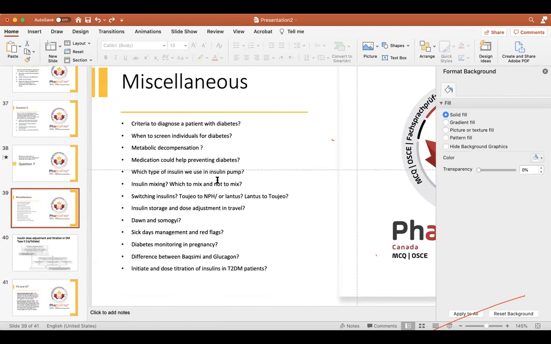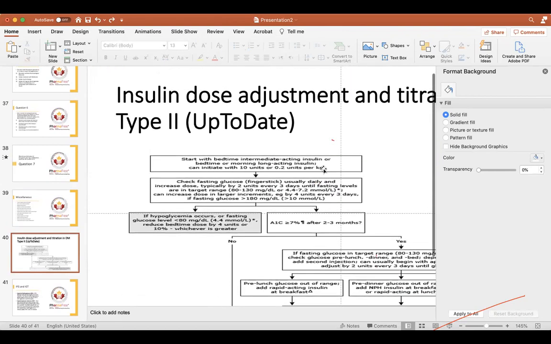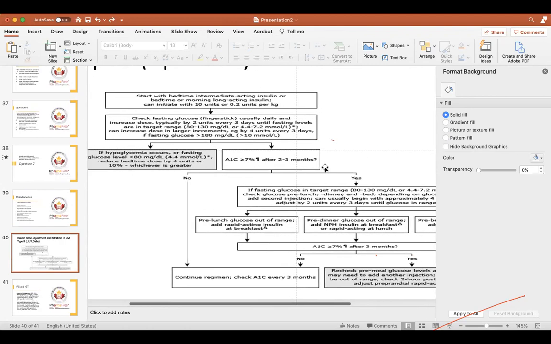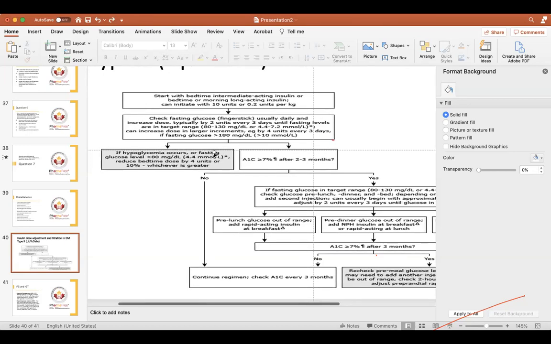Okay, my friends. Here. Yes, insulin dose adjustment and titration. This chart is very important. Start with bedtime. Sorry, why can we increase the omeprazole?